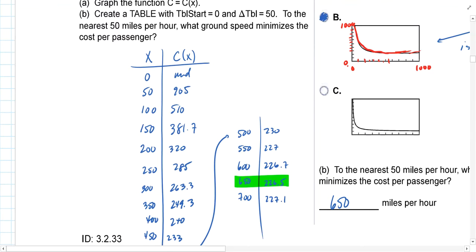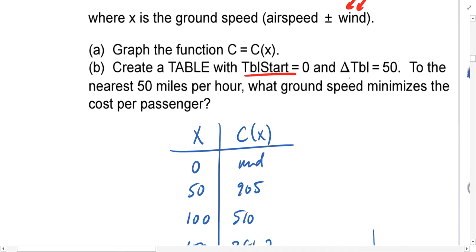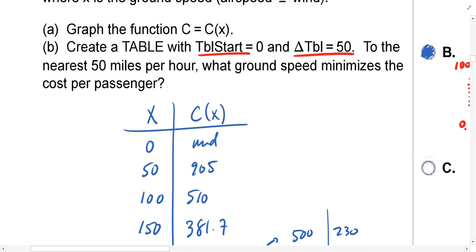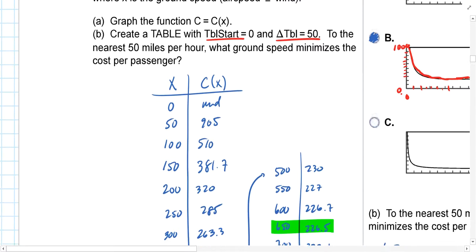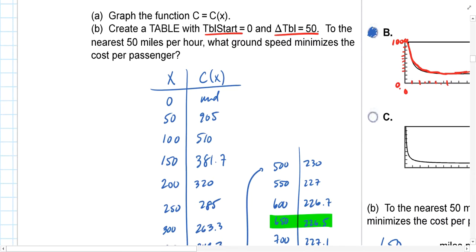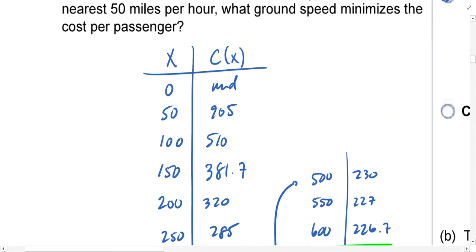For Part B, we didn't address how to do this in class using the table functions. It just wasn't worth the effort to reteach that or to record a video on it. But I do think that you should be capable of building your own table manually as needed to answer these questions. And so Part B is literally just asking us to build a table that starts at 0 and has a delta, or a change in our table values, of 50 units. And this would allow us to essentially find the ground speed that minimizes the cost per passenger.